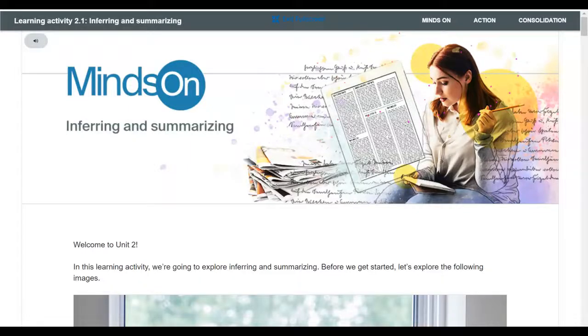Welcome to Unit 2, Activity 1. Here we are going to talk about inferring and summarizing.